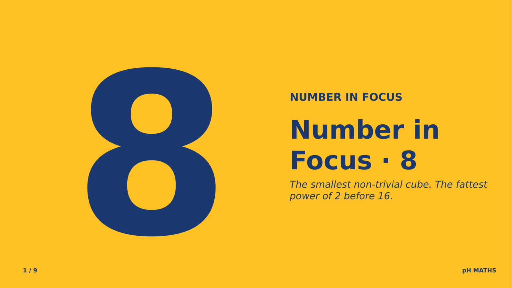Number in focus: 8. 8 is the smallest non-trivial cube, the third power of 2, and the number of vertices on a standard cube. By the end of this video, you'll have your cube numbers memorized, you'll know how to simplify root 8 in 2 seconds, and you'll spot the trickster number 64 that pulls double duty as both a square and a cube.